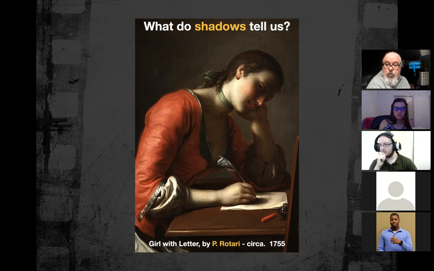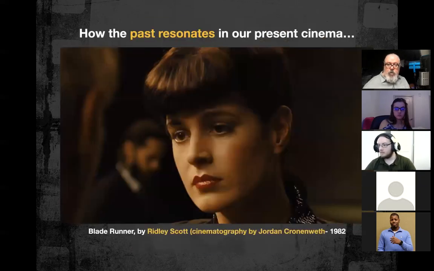Not necessarily the truth, right? We'd have to ask Peter Rotari what the real meaning of this image was, but I think we can make some traditional assumptions based on the visible evidence of the story of this image, right? And maybe in context to a modern framework, we might talk about, say, this shot right here from Blade Runner, right? What's going on with this character in Blade Runner?